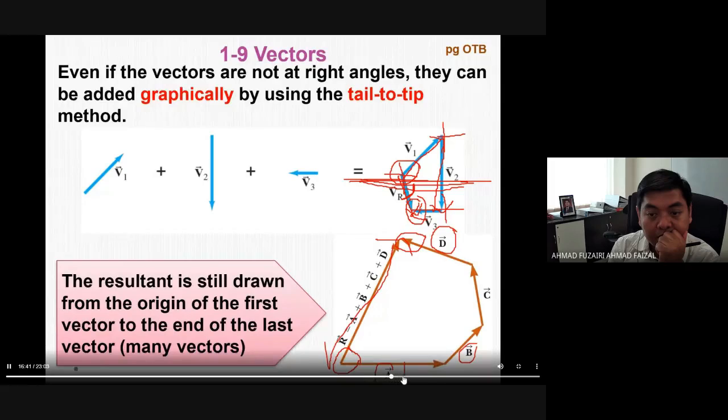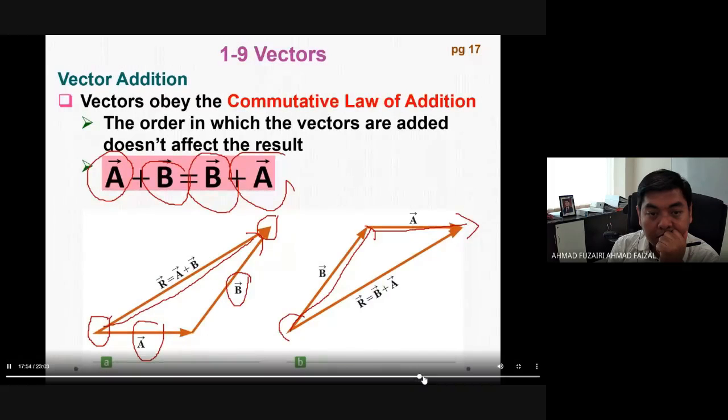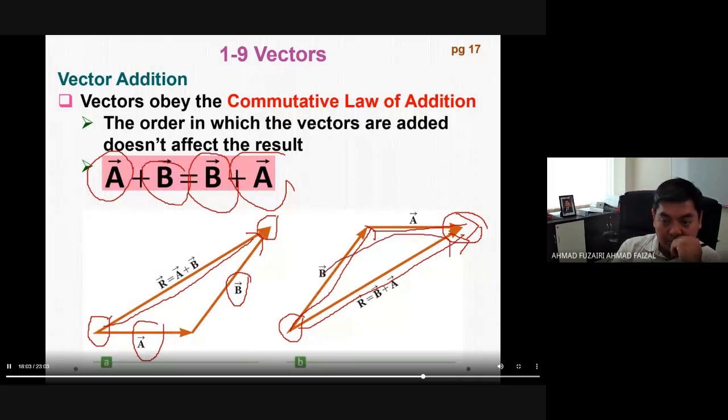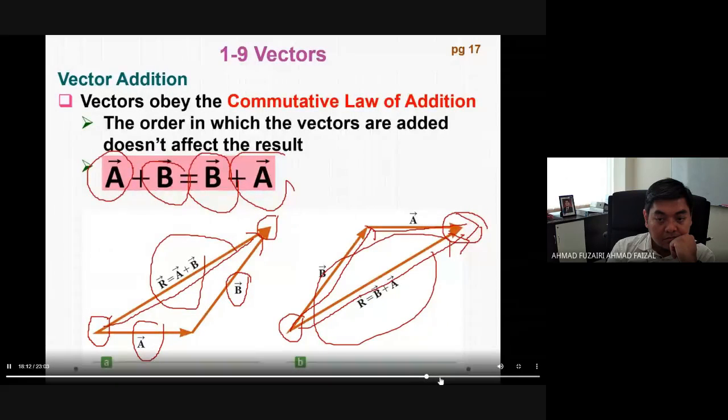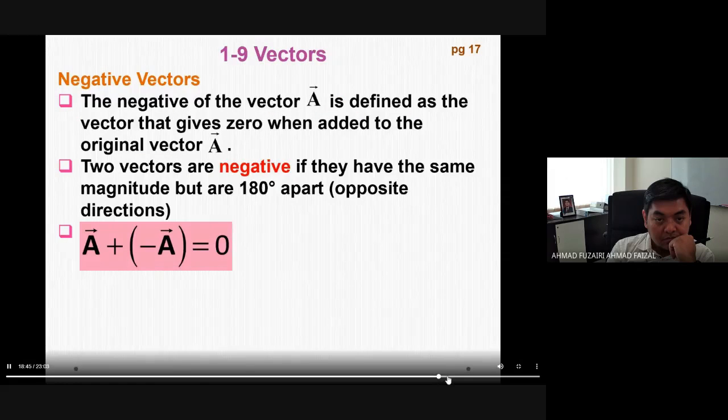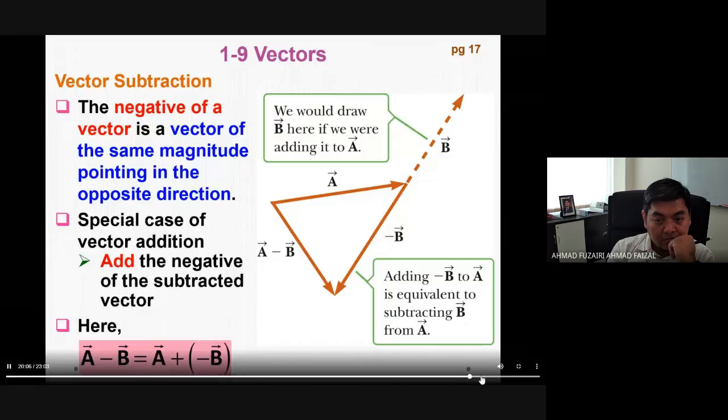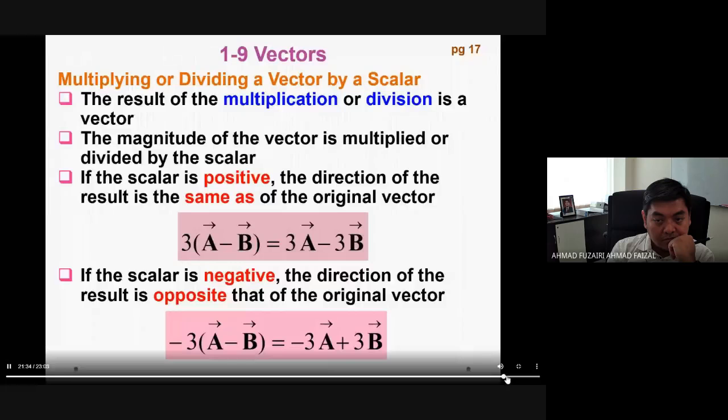So this one is vector B, and from the tail of the first vector to the tip of the last vector, this one should be your resultant. So these two resultants are basically the same resultant, meaning the same length. If you want to find the angle here, due to this resultant, this one should be your theta, and this one also. If you add the negative of B, the direction of the result is the same as the original vector.